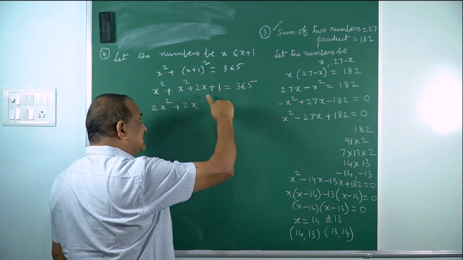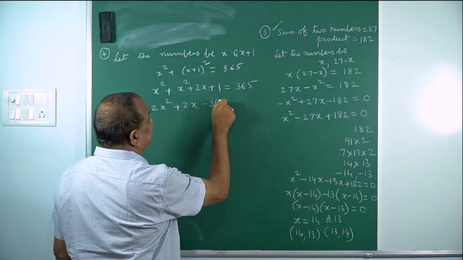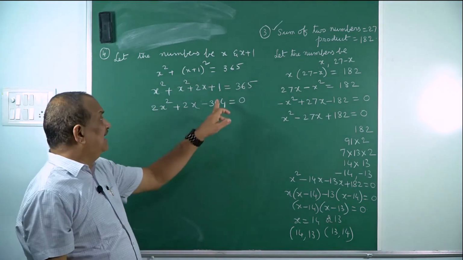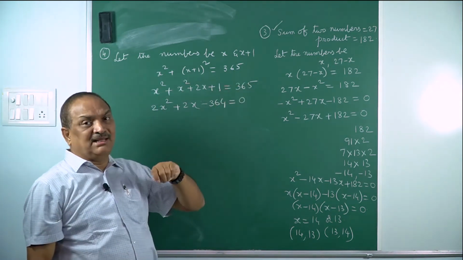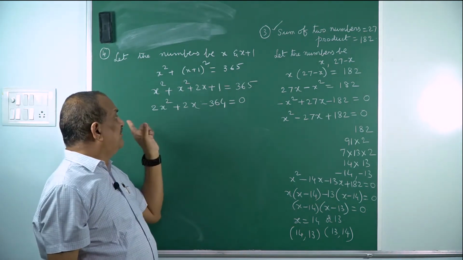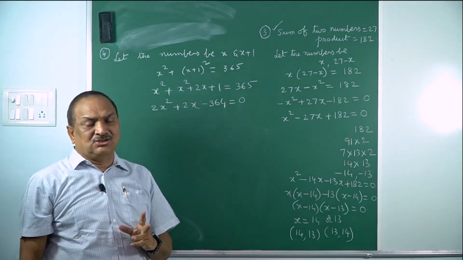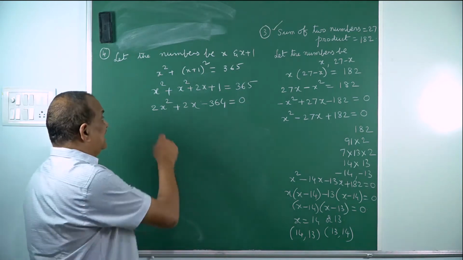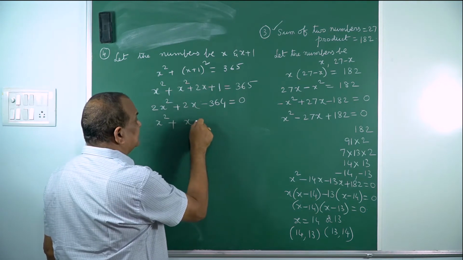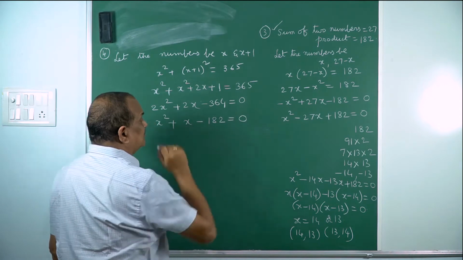plus 1 minus 365, the 365 comes this side. So minus 364 equals 0. This 365 comes this side as minus 365, and 1 minus 365 is minus 364. When I look at the equation, there is something interesting. All are even numbers, so I can cancel 2 throughout. I can take half of this one, x square; half of this one, x; half of this one, 182; equals 0.